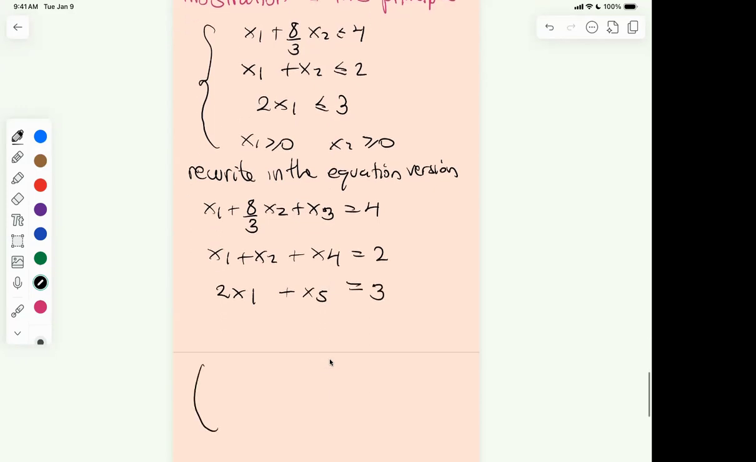Then you would get the following matrix. You get 1, 8/3, 1, 0, 0. You would get 1, 1, 0, 1, 0. And then you would get 2, 0, 0, 0, 1.